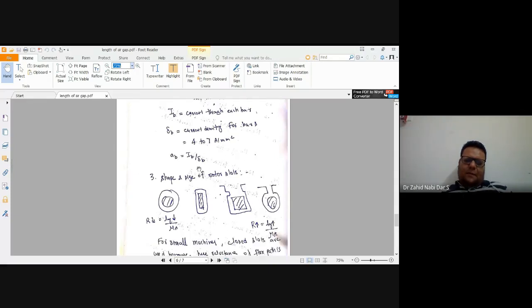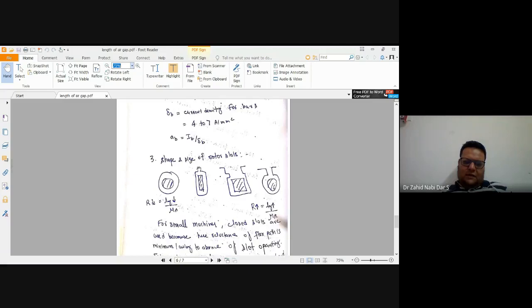Now the shape and size of the rotor slot. There are different shapes and sizes. This is the earlier formula only. This is the reluctance. If you want to decrease it, you have to decrease the length. This is your mu A, where mu is equal to 1 by rho. So these are different shapes.